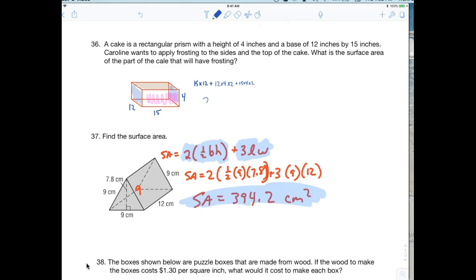Thank you so much. Somebody said 396 square inches. Everybody good? 396 square inches. Good? All right, I don't think that's that difficult, guys.